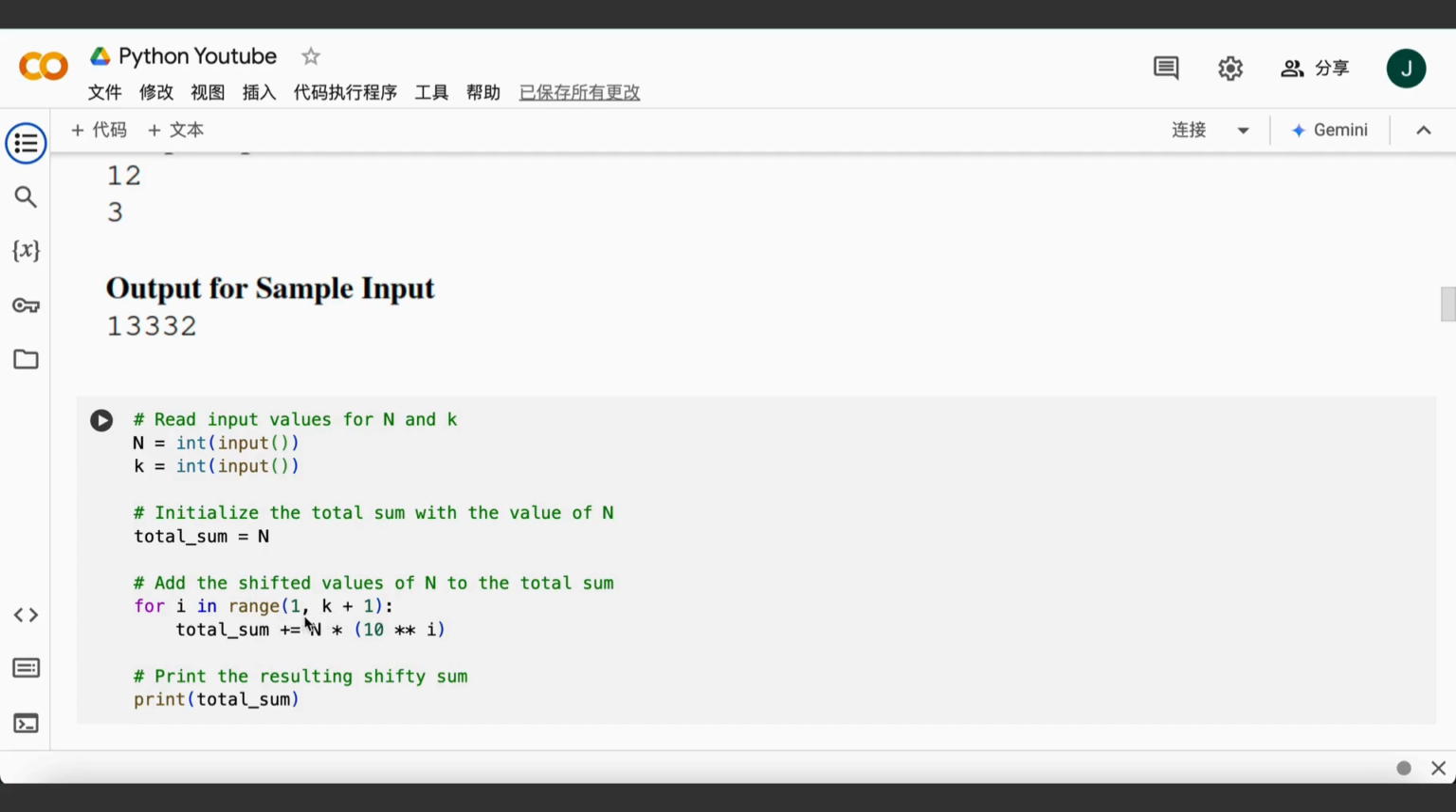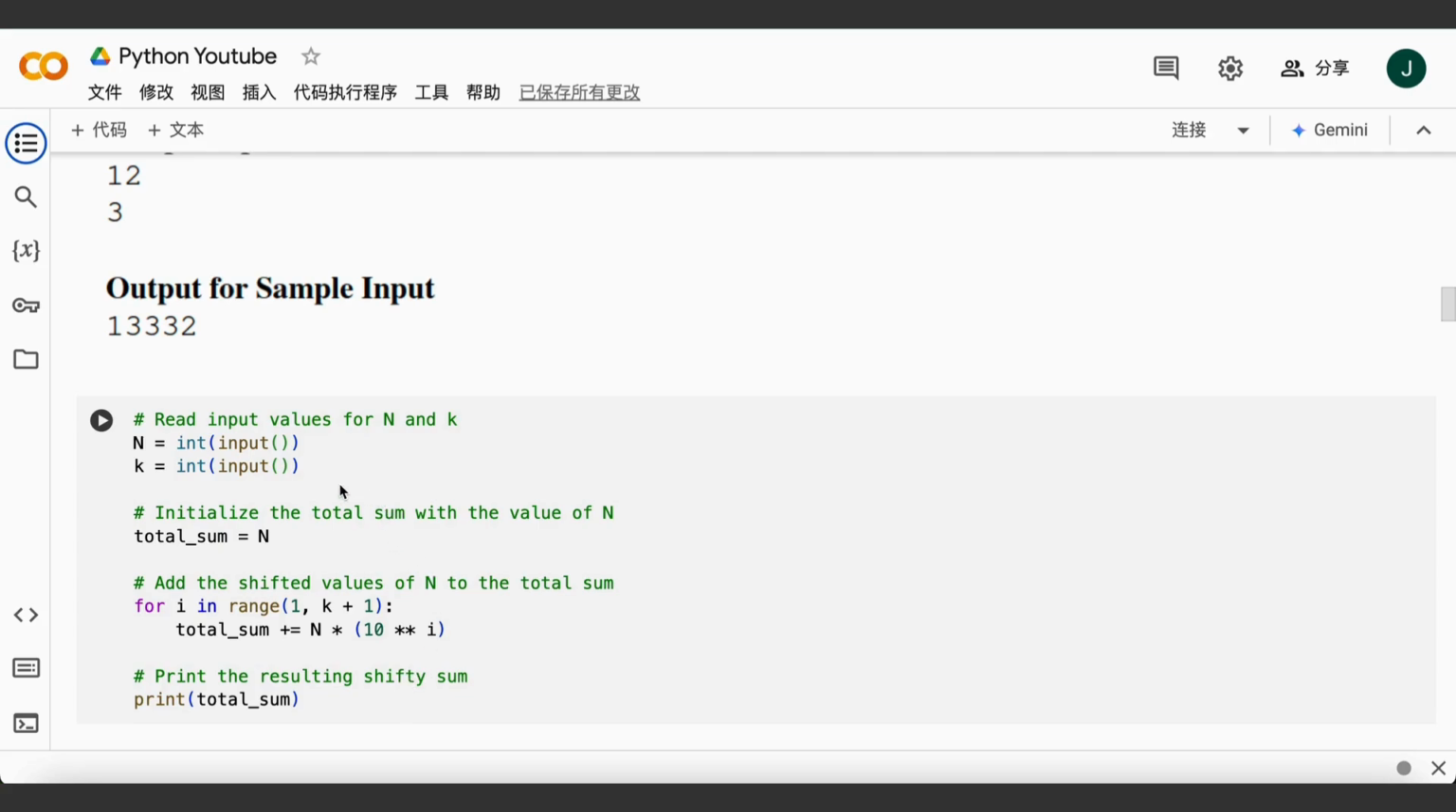If we start from 1, and for example k equals 3, we want to shift 3 times. We use 3 plus 1, which is 4, so that it will go through 1, 2, and 3, because the 4 is not included in the range. Then we add n times 10 to the total, and then we just print the sum.